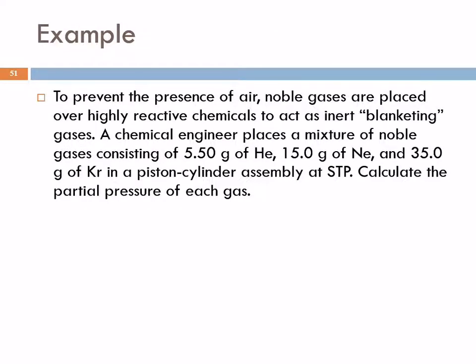Here's an example. To prevent the presence of the air, noble gases are placed over highly reactive chemicals to act as inert, blanketing gases. A chemical engineer places a mixture of noble gases consisting of 5.5 grams of helium, 15.0 grams of neon, and 35 grams of krypton in a piston cylinder assembly at STP. Calculate the partial pressures of each gas.